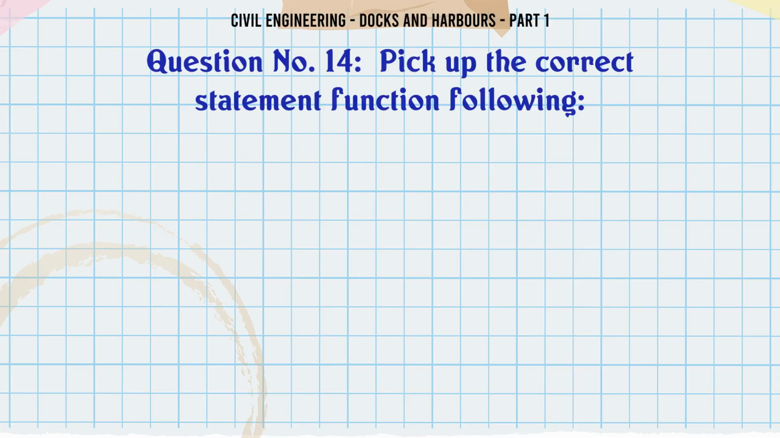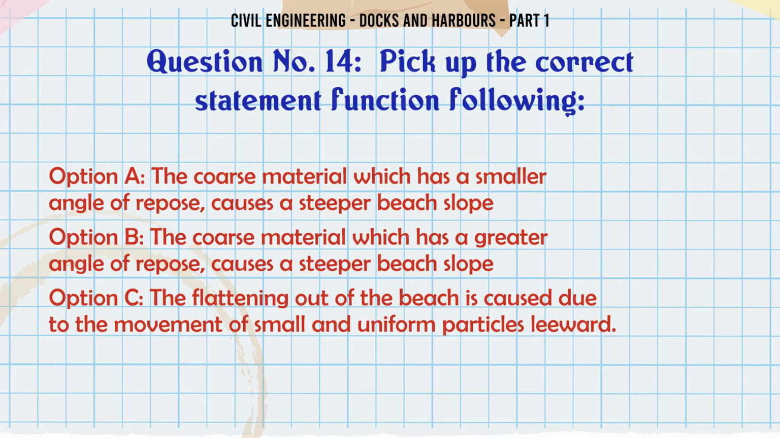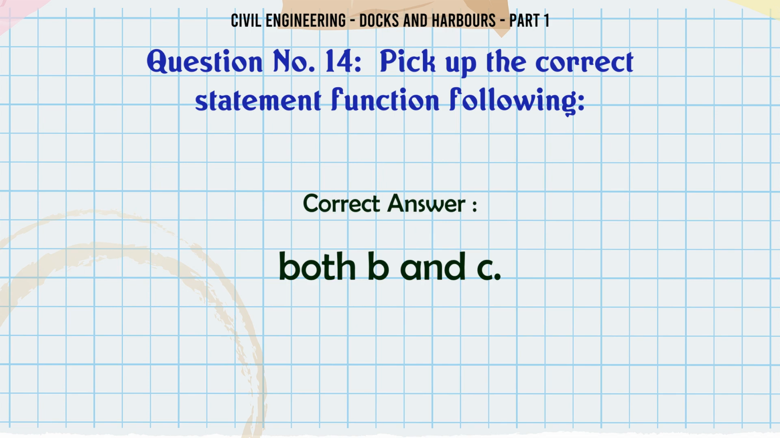Pick up the correct statement from the following. A. The coarse material which has a smaller angle of repose causes a steeper beach slope. B. The coarse material which has a greater angle of repose causes a steeper beach slope. C. The flattening out of the beach is caused due to the movement of small and uniform particles leeward. D. Both B and C. The correct answer is both B and C.